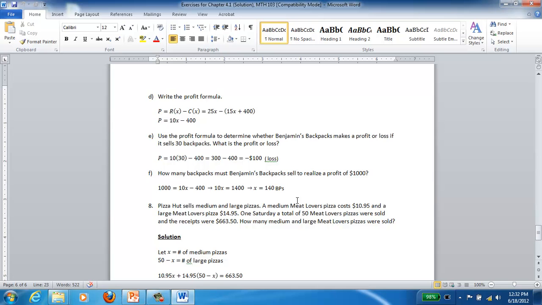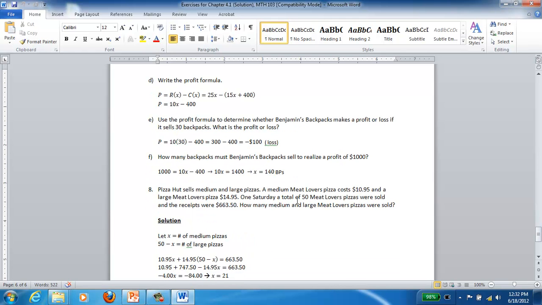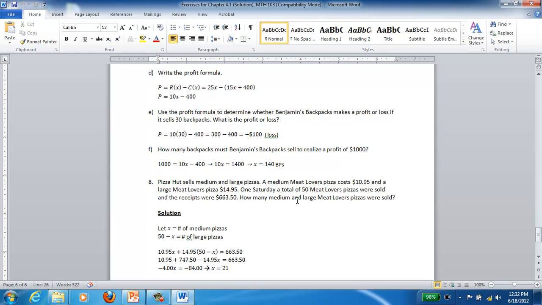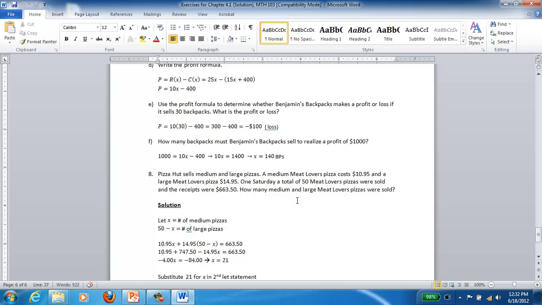Pizza Hut sells both medium and large pizzas. The medium Meat Lovers sells for $10.95 and the large Meat Lovers sells for $14.95. On a particular Saturday, 50 Meat Lover pizzas were sold, and the receipts for the sales were $663.50. How many of each type were made and sold on that particular night? In this case, we're going to take a single variable approach. We're going to let x equal the number of medium pizzas, and we're going to let 50 minus x equal the number of large pizzas.